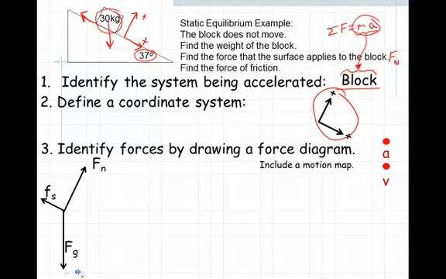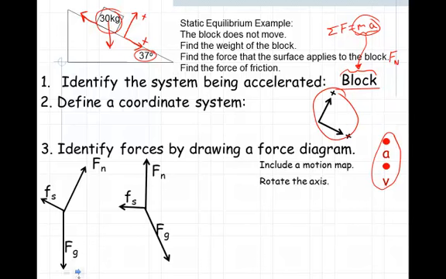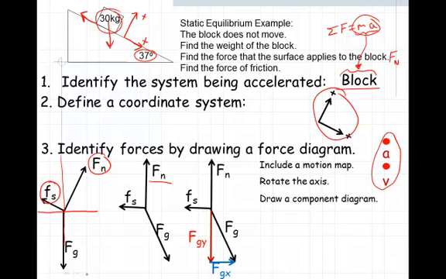We need to include a motion map. And we notice that the velocity and acceleration are equal to 0. Therefore, the object's in static equilibrium. We're going to rotate the axes. And the reason we rotate the axes is this. If you look at our original force diagram, there are two forces off axis, the normal force and the static frictional force. Well, it will make our life a lot easier if we rotate it so that the normal force is pointing straight up and the static frictional force is pointing directly to the left. That leaves us only one force that's off axis.